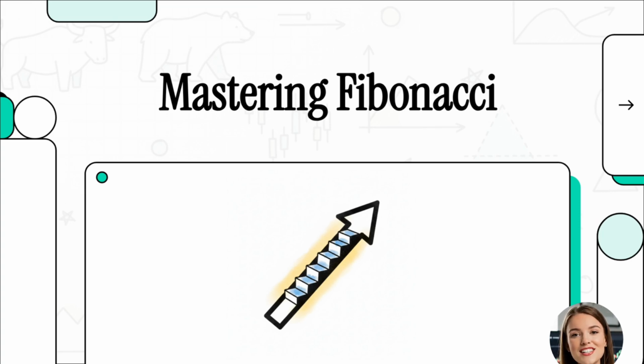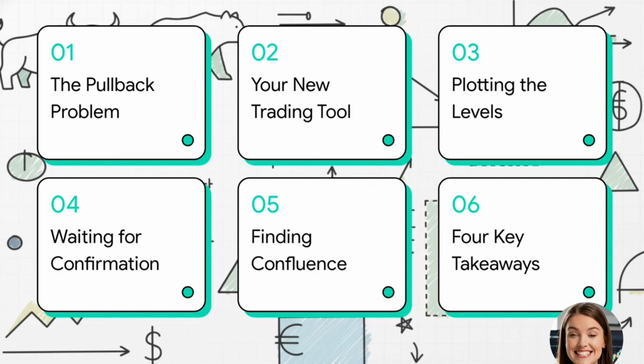Let's get into it. So, here's our game plan. We're going to start with a problem every trader faces. Then, I'll introduce you to your new favorite tool. We'll cover exactly how to plot the levels, the crucial step of waiting for confirmation, and how to find something called confluence. And we'll wrap it all up with 4 key takeaways you can start using today.